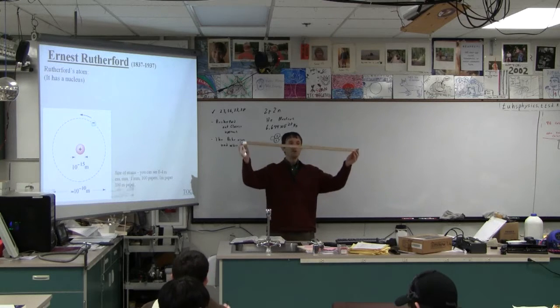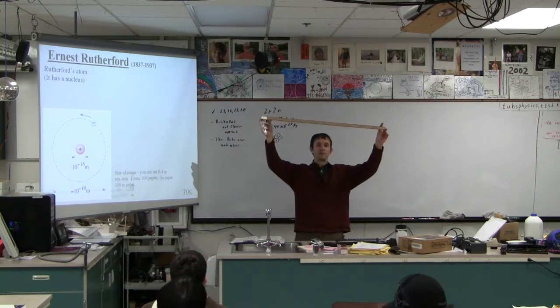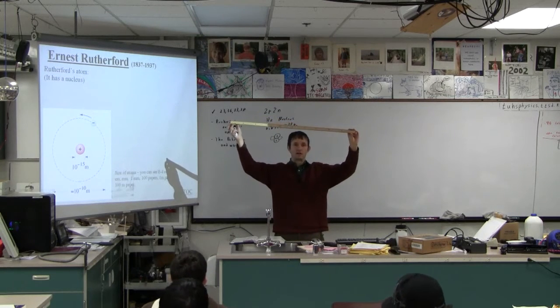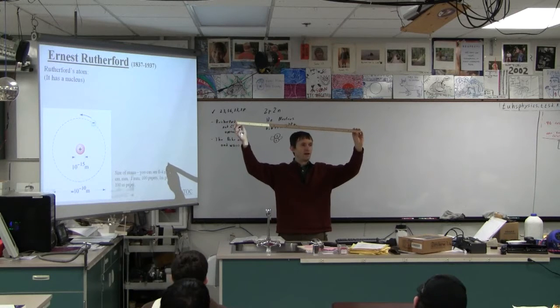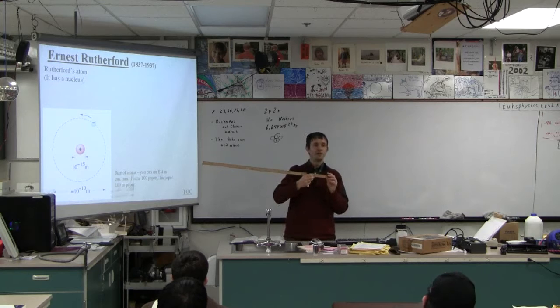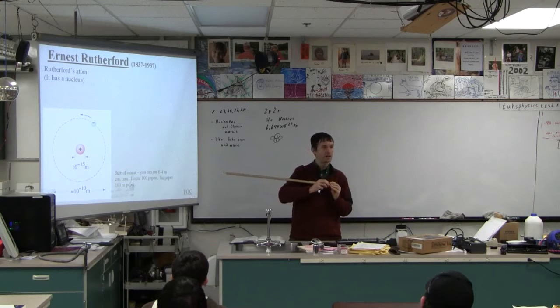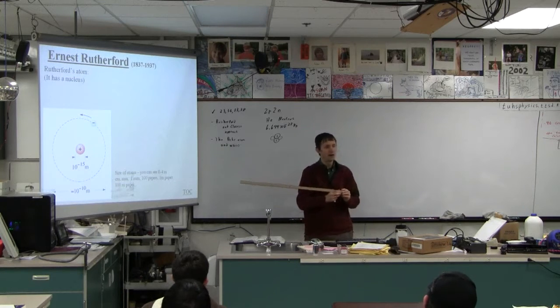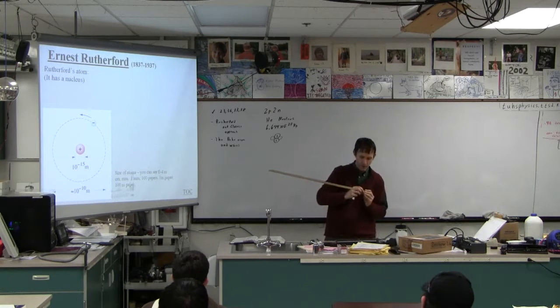But anyway, here's a meter. This is 10 to the 0 meters, yeah? 10 to the minus 1 meters is this much. We can see that, can't we? 10 to the minus 2 is a centimeter. We can see that with the naked eye, can't we?